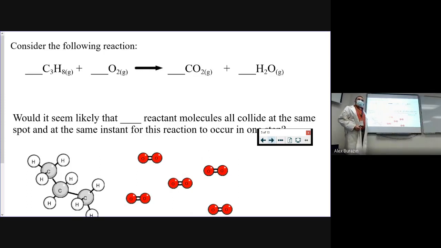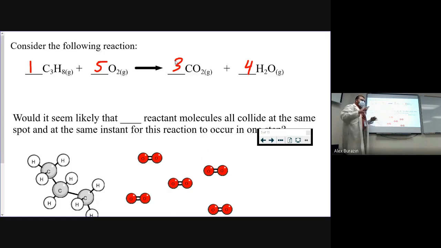You done? 3 carbons, 3 carbons, 8 hydrogens, 8 hydrogens. 6 plus 4 is 10 oxygens, 10 oxygens. Nothing weird, no 0.5 method, nothing funky going on. Hopefully that wasn't too bad.